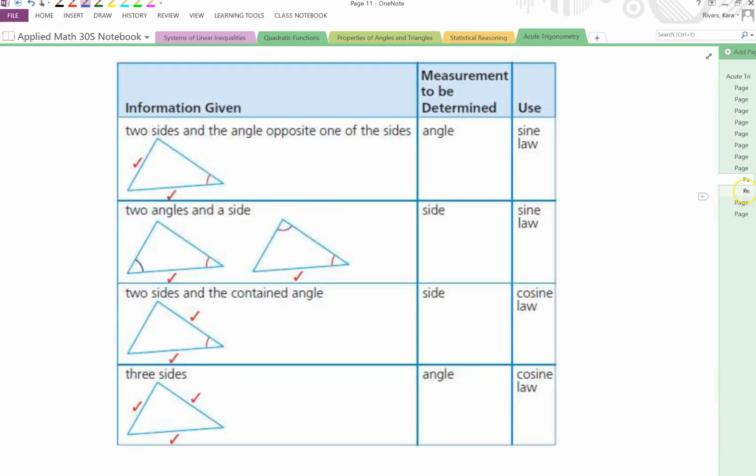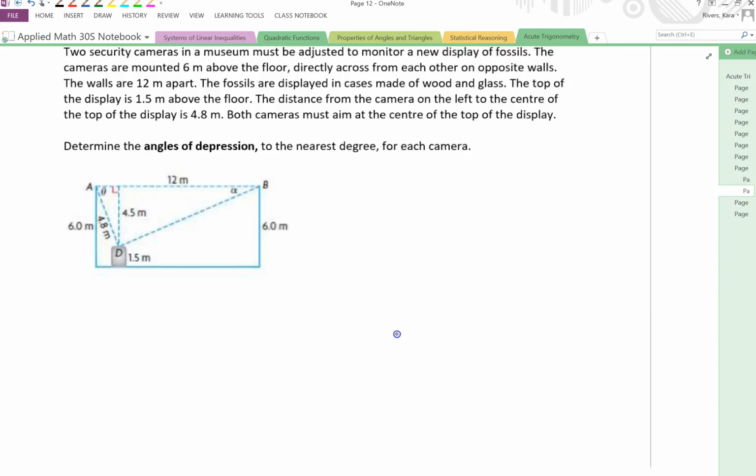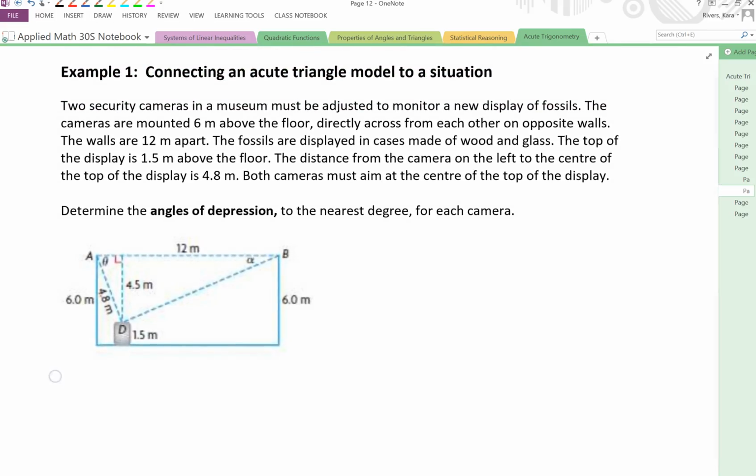Let's take a look at a couple of examples. In this first example, it says connecting an acute triangle model to a situation. So two security cameras in a museum must be adjusted to monitor a new display of fossils. The cameras are mounted 6 meters above the floor, directly across from each other on opposite walls. So that's here in A and B in our diagram. So those are our security cameras. The walls are 12 meters apart. That's shown here, 12 meters apart.